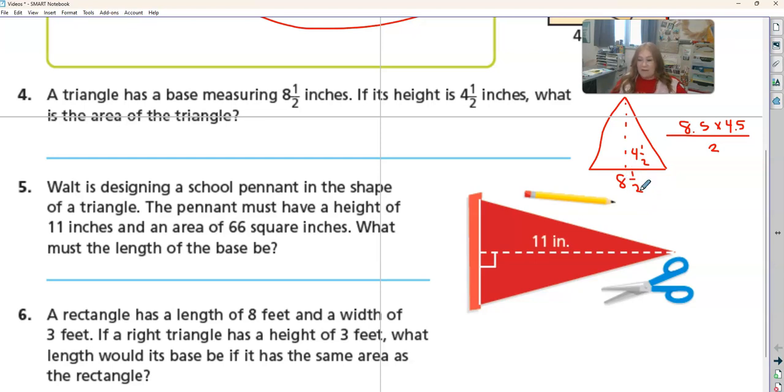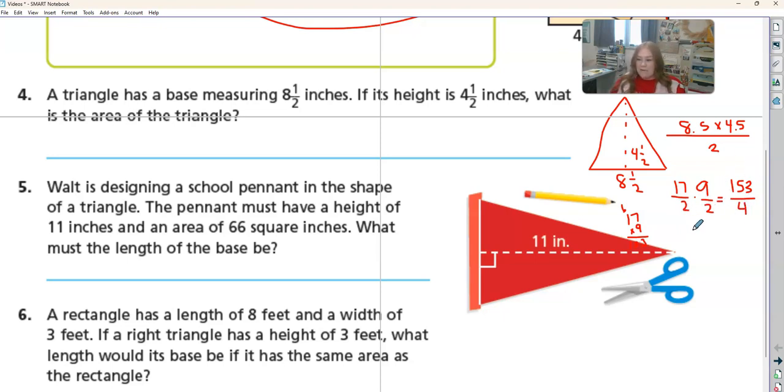So I want to make improper fractions. There's 8 times 2 is 16 plus 1 is 17 over 2 times 9 over 2, since 4 times 2 is 8 plus 1 is 9. Now neither of these can be divided by 2, so it's as simple as it can get. So we need to do 17 times 9, which is 153. So that's 153 over 2 times 2, which is 4.